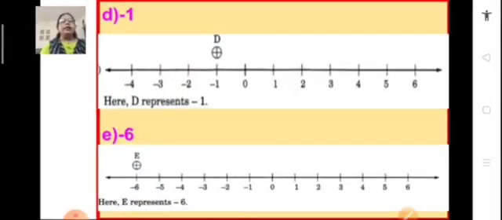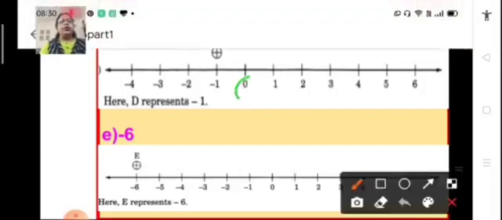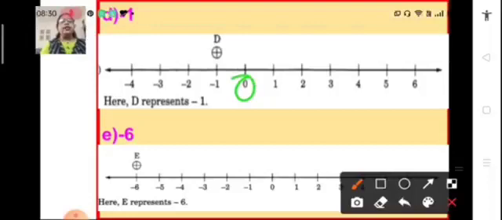Negative 9. To represent negative 9, we start from 0. No, it is negative 1. So to represent negative 1, we start from 0 and move 1 step to the left. So where do we reach? We reach at negative 1. So point D represents negative 1.